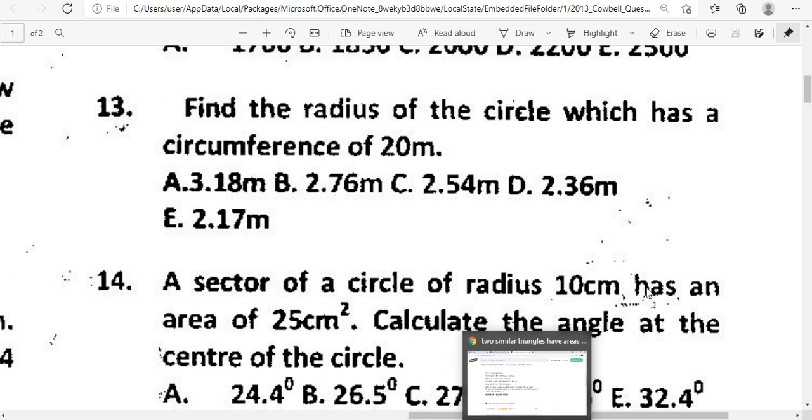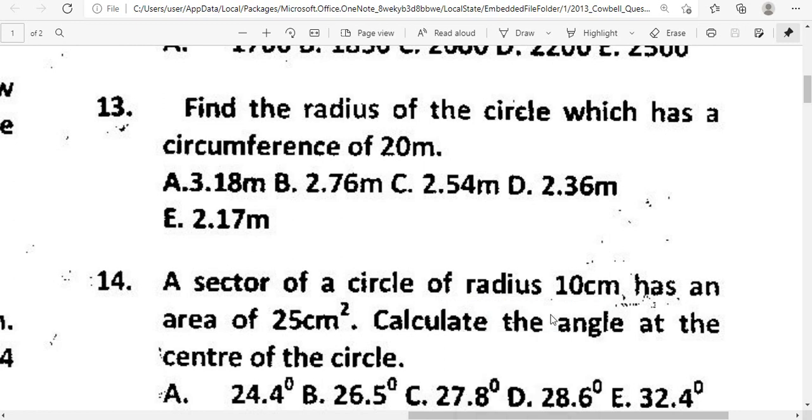Okay, everybody read the question. So we're looking for the radius while given the circumference. What's the formula for calculating the circumference of a circle? They will ask you circumference and you'll be answering for area. What's the formula for calculating the circumference of a circle?